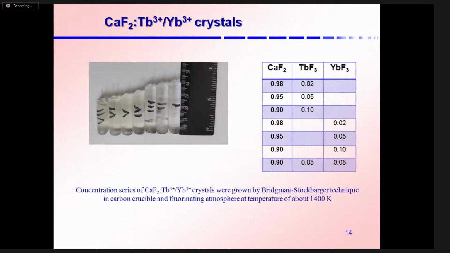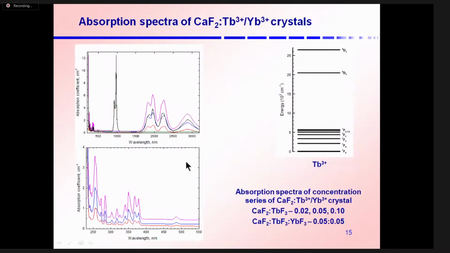So in our lab, we prepared the concentration series of calcium fluoride crystals with terbium and ytterbium. Here are the parameters of the concentration that we prepared in our lab. And here are the absorption spectra of these samples. So you can see here that this is the ytterbium absorption line in the mixed crystal, and here are the absorptions of terbium in the samples with different concentration.